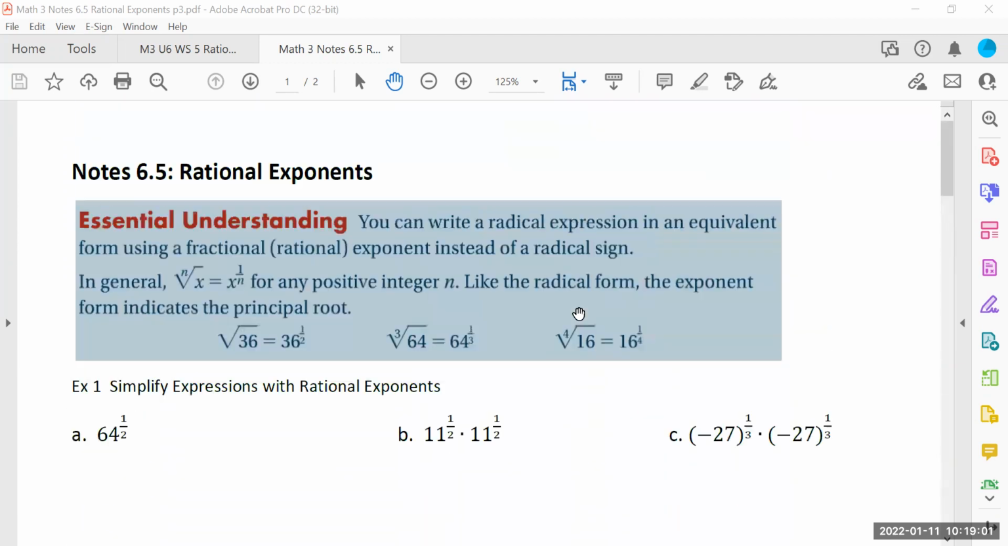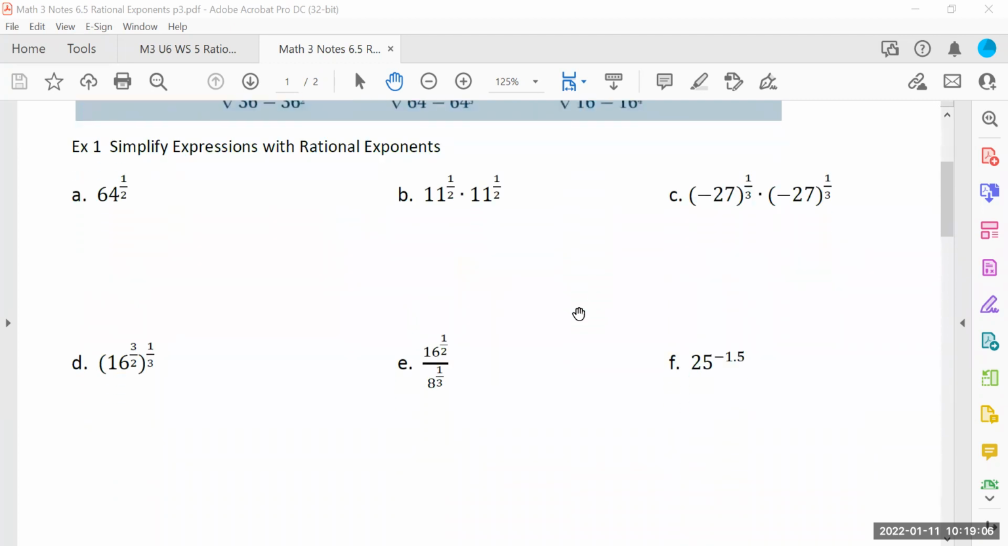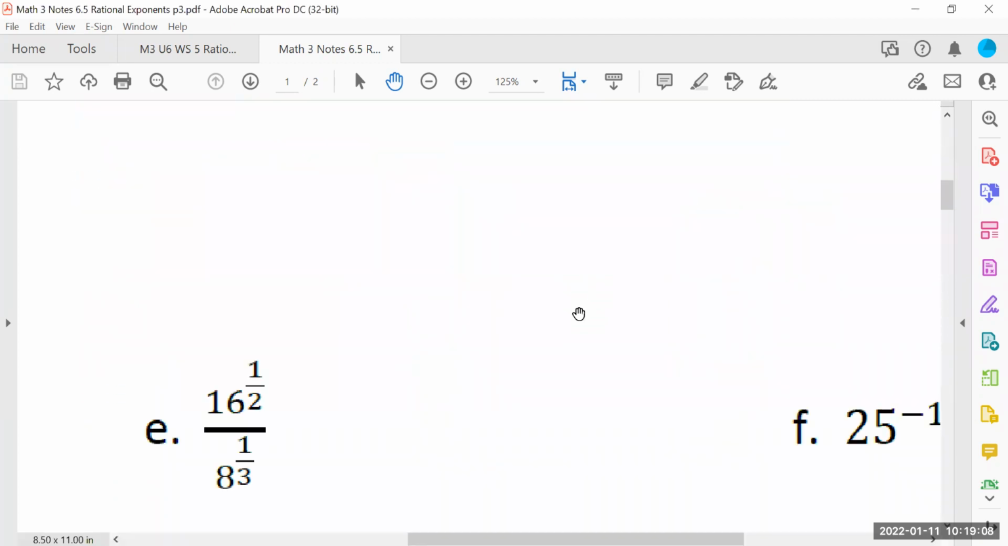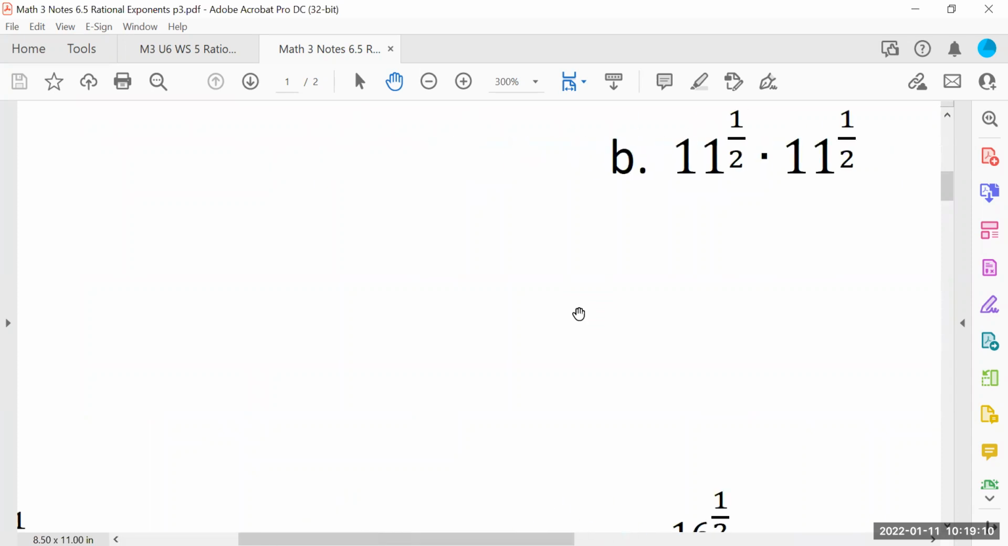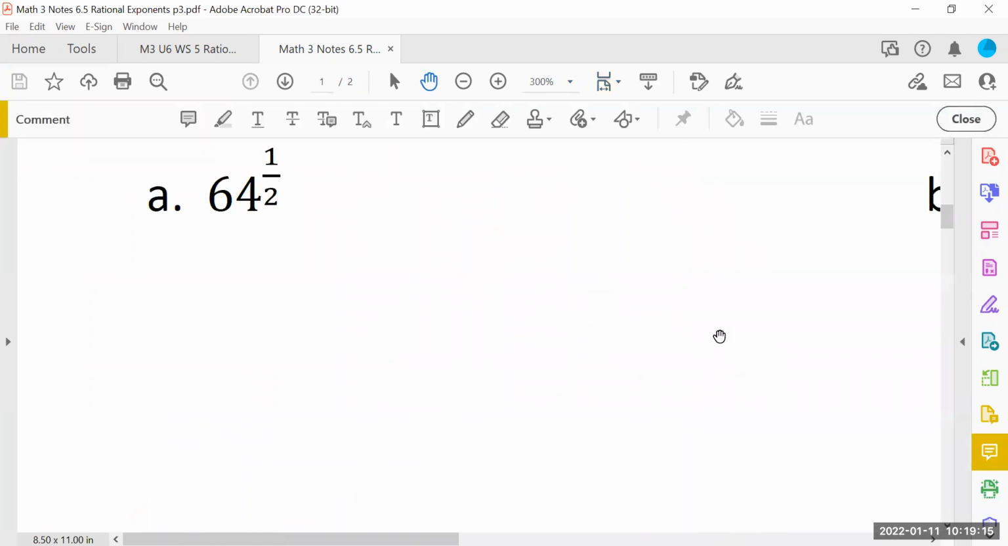Those rules are going to apply to everything we do with square roots and 3rd roots and 4th roots now. So, 2 ways to solve letter A here. The first way is to realize that this is the square root of 64, right? That 1/2 exponent means a square root. If you get nothing else out of today, you need to get the connection between a 1/2 exponent and a square root, a 1/3 exponent and a 3rd root, a 1/4 exponent and a 4th root.